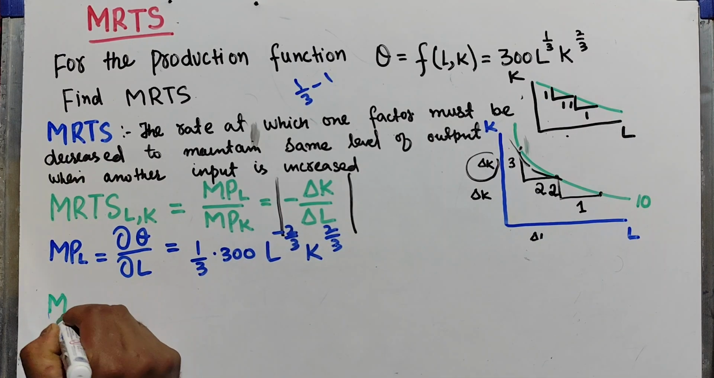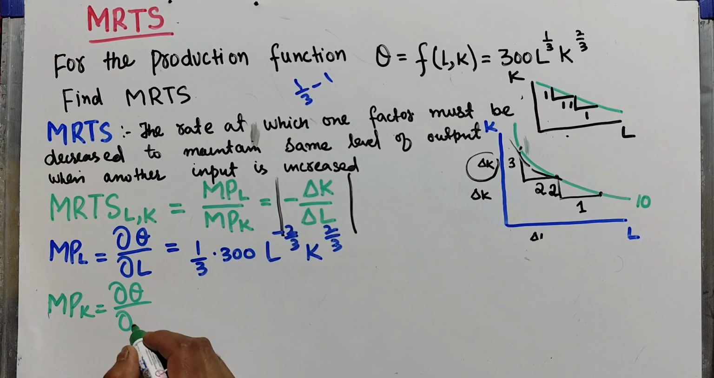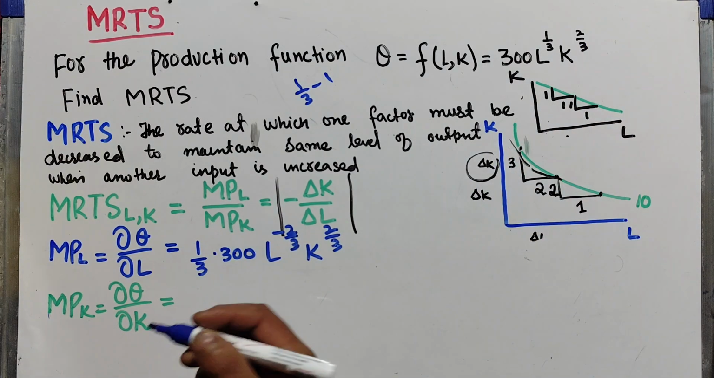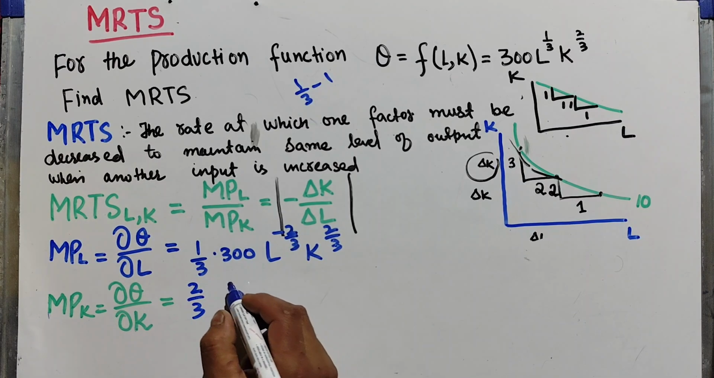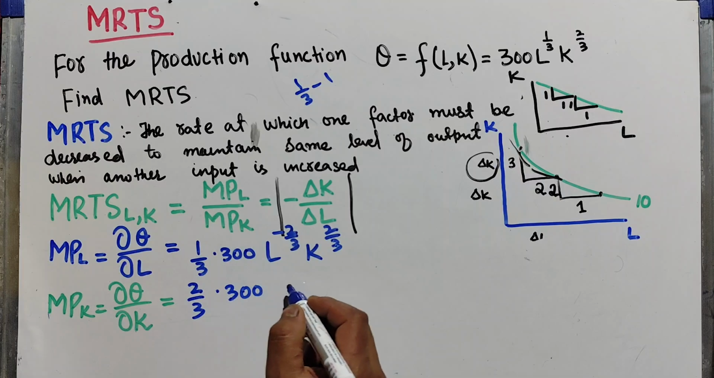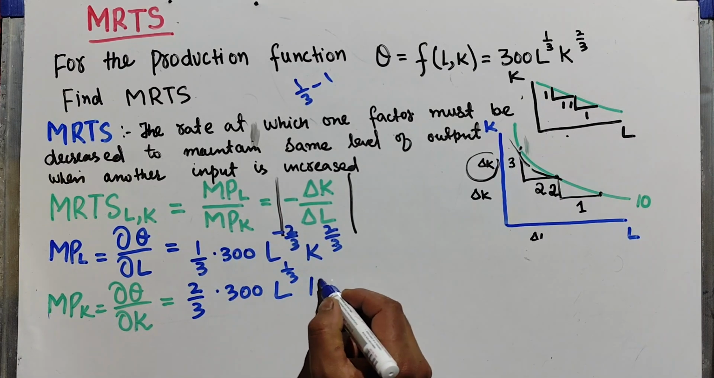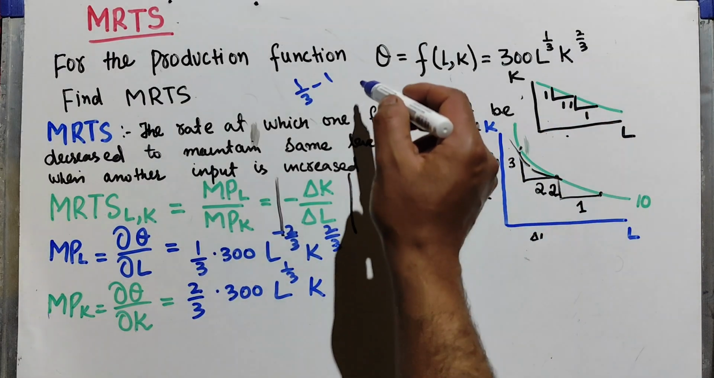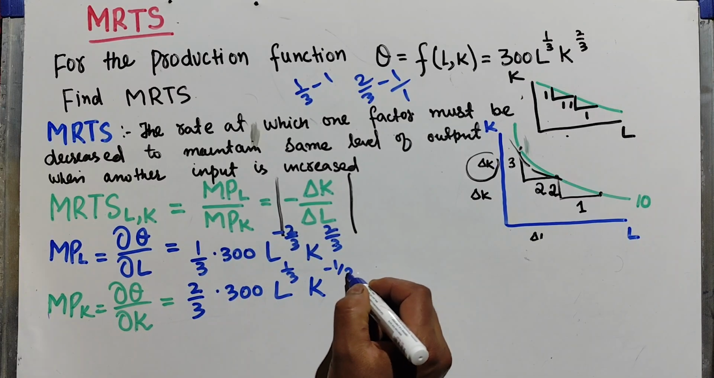Similarly, marginal product of capital shows us the change in the output due to the change in the units of capital employed, the partial derivative of the production function with respect to capital this time. The exponent of capital, K, becomes the coefficient, so we have 2 upon 3, then we have 300, L remains the same because we are taking partials with respect to K, and the exponent of K is subtracted by 1, so we have 2 upon 3 minus 1, so this is 2 minus 3, which is minus 1 upon 3.